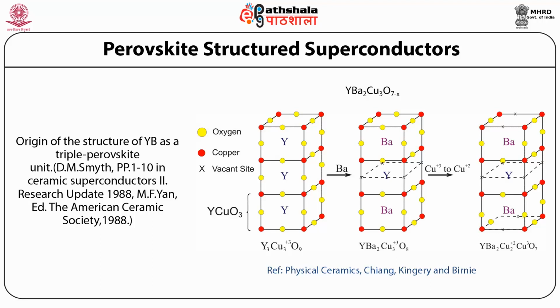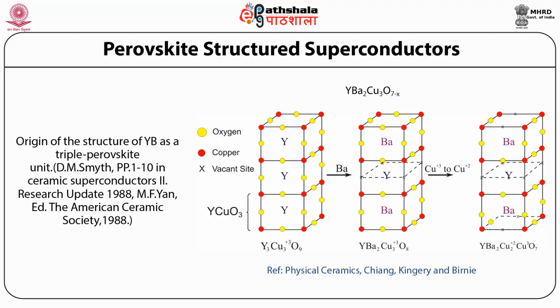It is a perovskite structured superconductor. So this is the origin of the structure of YBa2Cu3O7 minus X as a triple perovskite unit. So you can see the reaction which we have discussed in the previous slide. You can see the modification of structure here also. So moving from leftmost corner to rightmost corner.